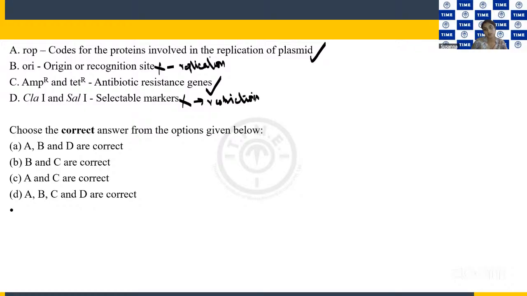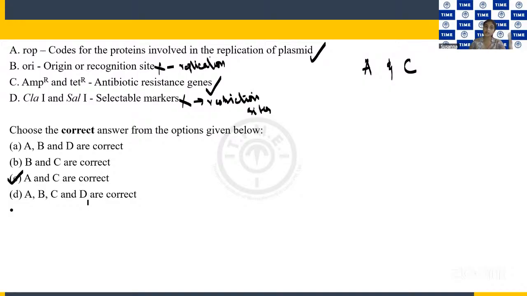Restriction sites. Okay, so here we are asked to choose the correct answers, and from this we know that A and C are the correct options. So, which is the option here? A and C are correct. We have that option over here.